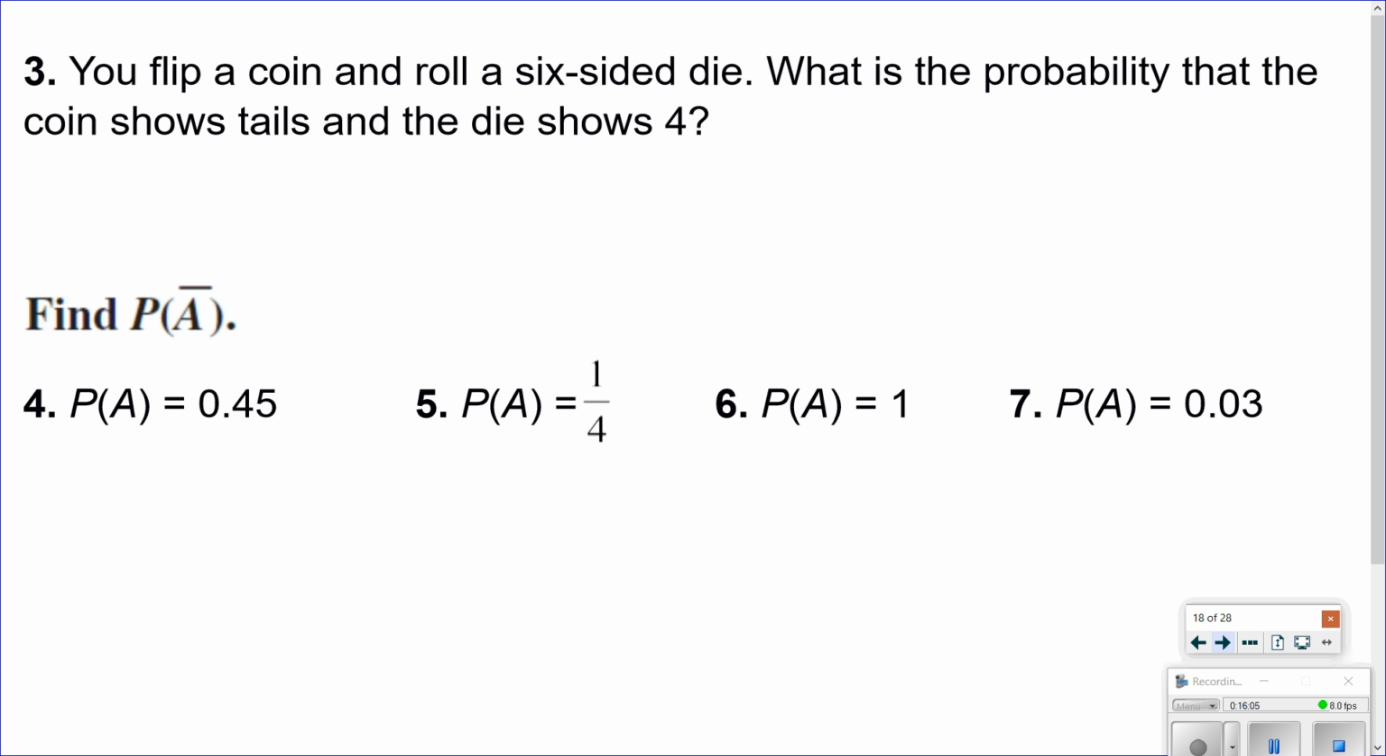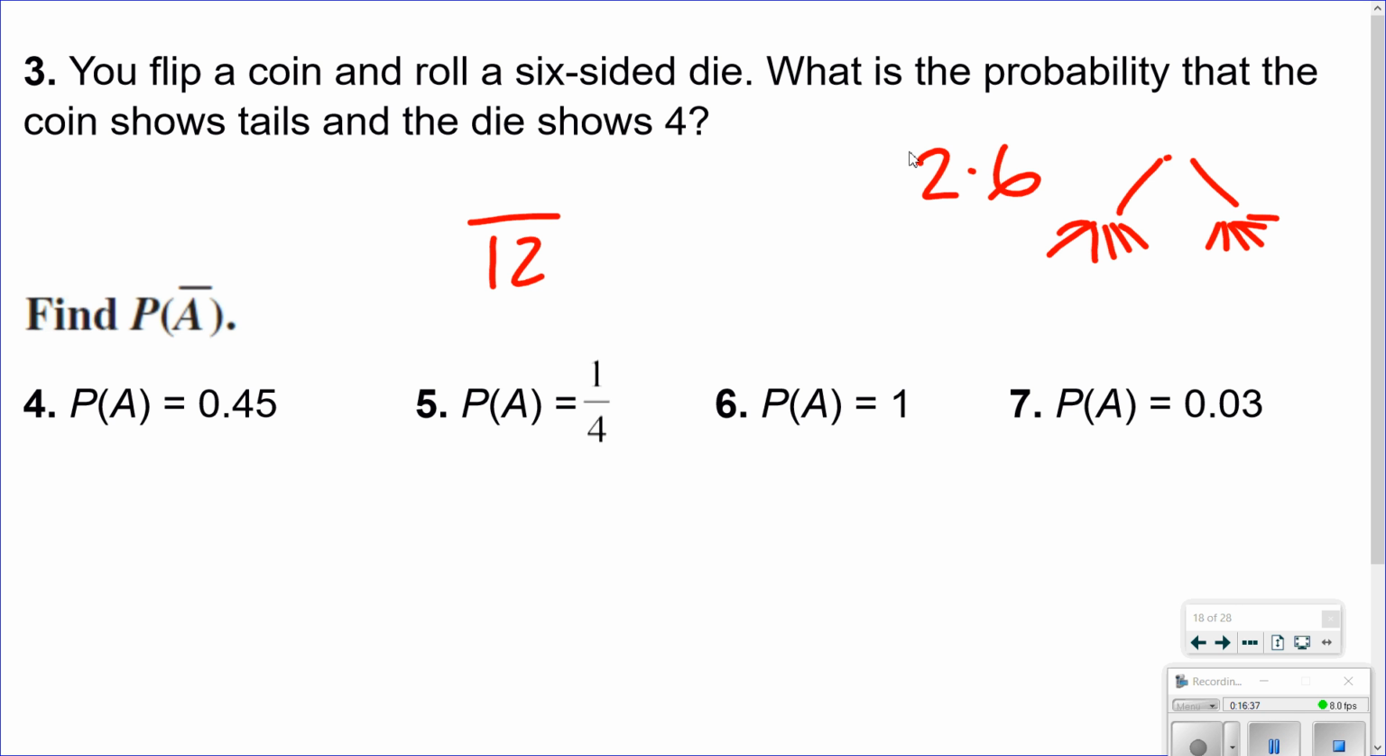So number 3, you flip a coin and roll a 6-sided dice. What's the probability the coin shows tails and the dice shows 4? You could do the whole tree diagram, but instead I'm just going to figure out the total possible outcomes. Remember our shortcut? When you flip the coin, there are 2 outcomes. When you roll a 6-sided dice, there are 6 of them. So I multiply those together, that means there's 12 possible outcomes, right? If I picture my tree diagram, I have heads and tails, and then there's 6 for each of those.